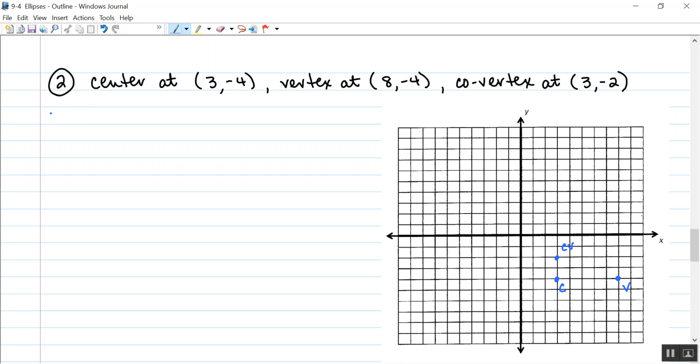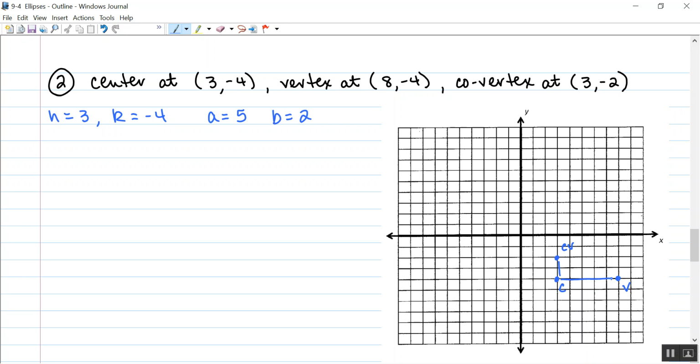But let's get the coordinates of the center. My center is, oh, actually I already have that. They gave me my center. So my h is 3, my k is -4. So all I really need now is my a and my b. So this distance here, this is going to be half of my major axis, and that's 5. So a is 5. This is going to be half of my minor axis. That's b, which is 2.